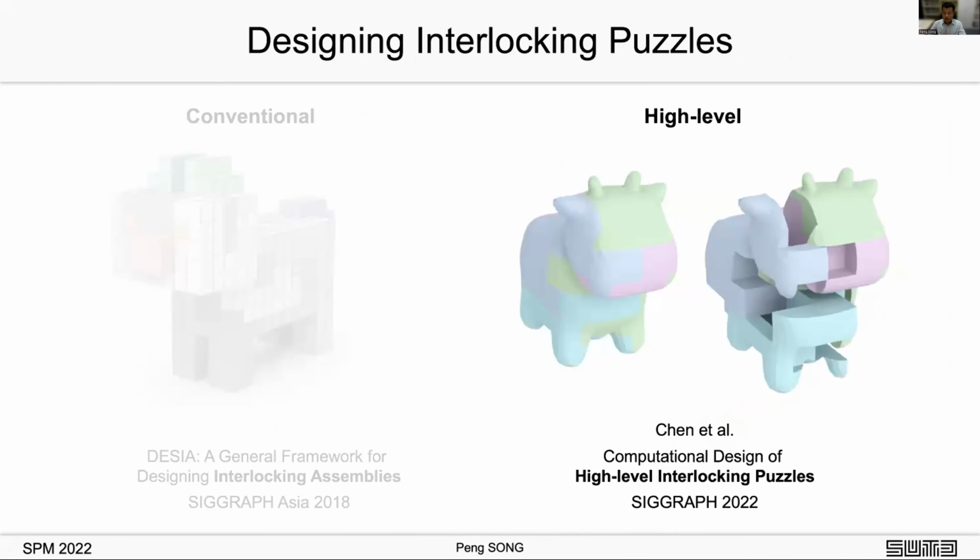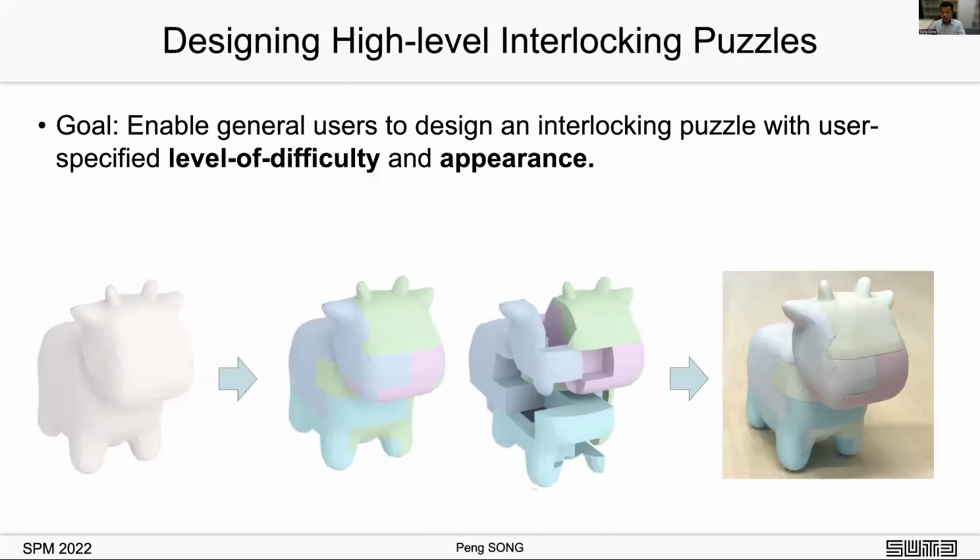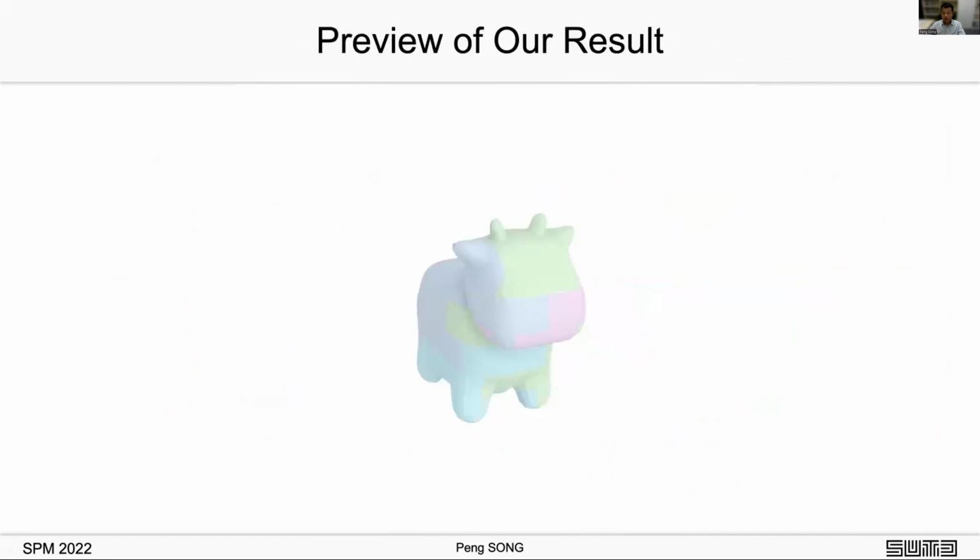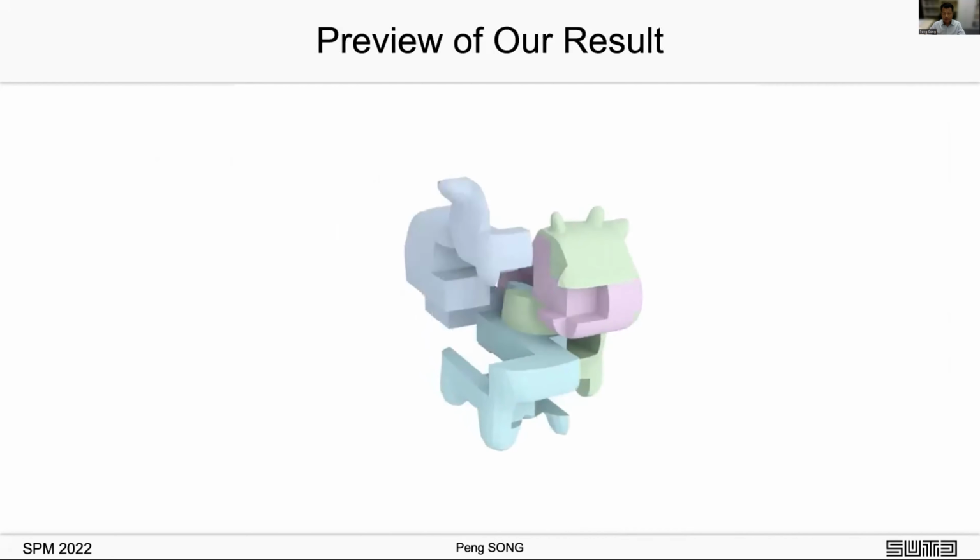Okay, so now let me introduce the second research work about designing high-level interlocking puzzles. In this research work, we propose a computational approach that enables general users to design an interlocking puzzle with user-specified level of difficulty and appearance. Here is a preview of our generated puzzle. We also fabricate the puzzle using 3D color printing.